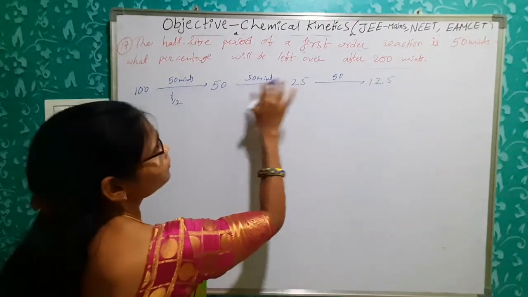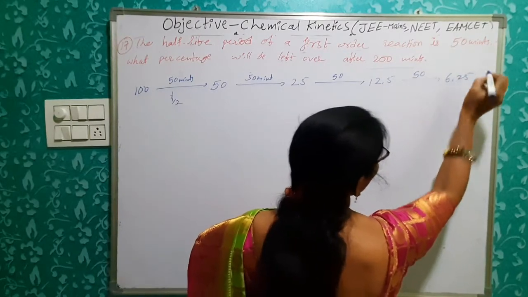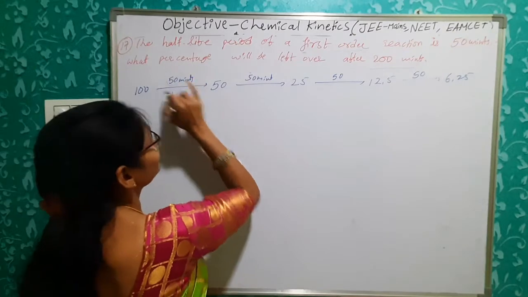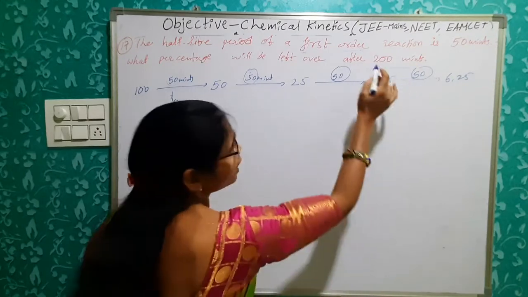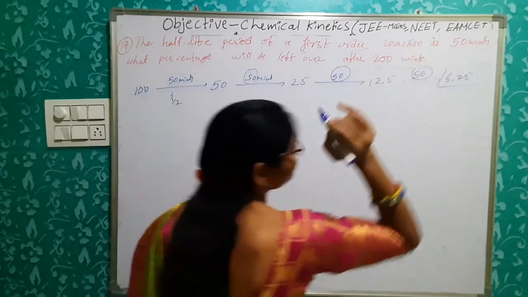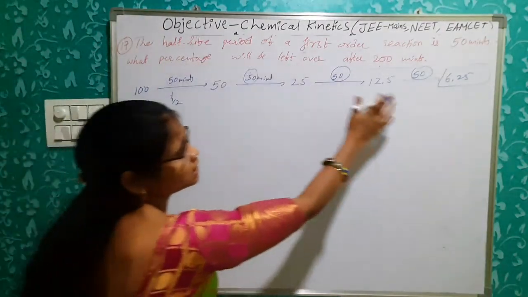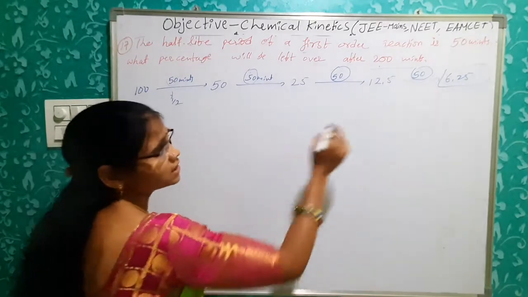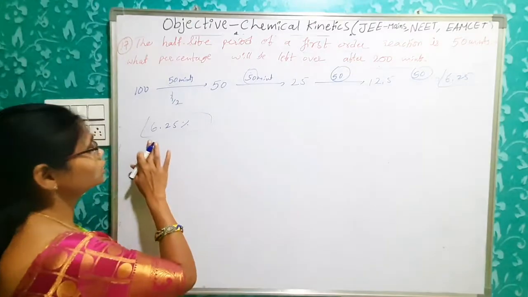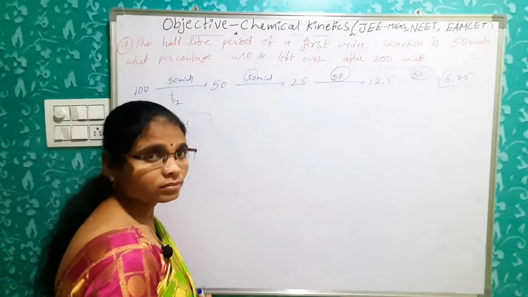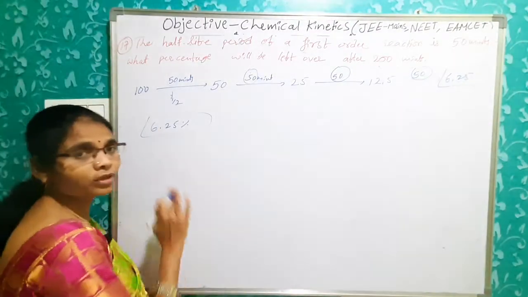So after another 50 minutes, in that half means 12.5 grams is remaining. One more 50, 6.25. So how many 50 minutes: 50 minutes, 100 minutes, 150 minutes, 200 minutes. After 200 minutes, how much percentage is left? 6.25% is left out, means 6.25 grams is remaining. So the unreacted percentage after 200 minutes is 6.25.